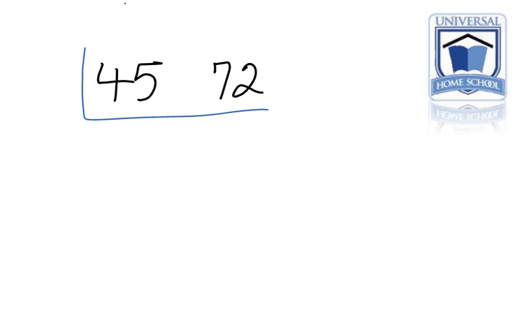So 45 and 72. We know 5 doesn't go. We know 6 doesn't go. We keep going up. We know 7 doesn't go. But when we go up to 9, we realize that 9 works. So 9 can be divided equally into 45 5 times. 9 goes into 72 8 times.